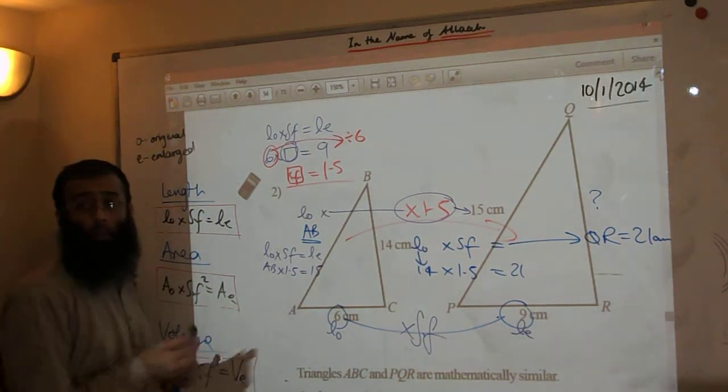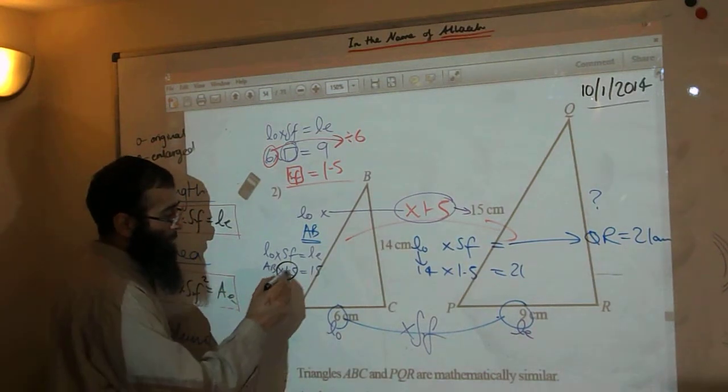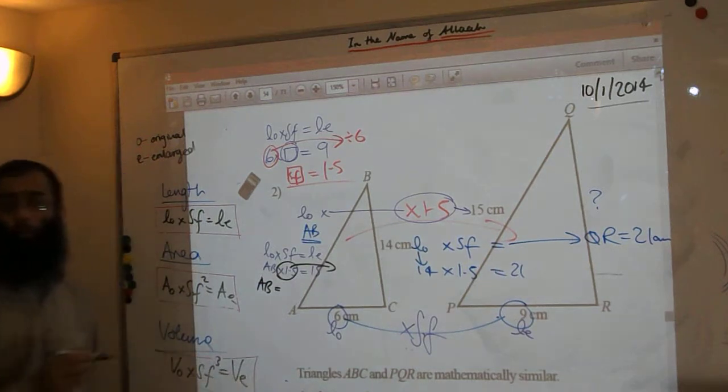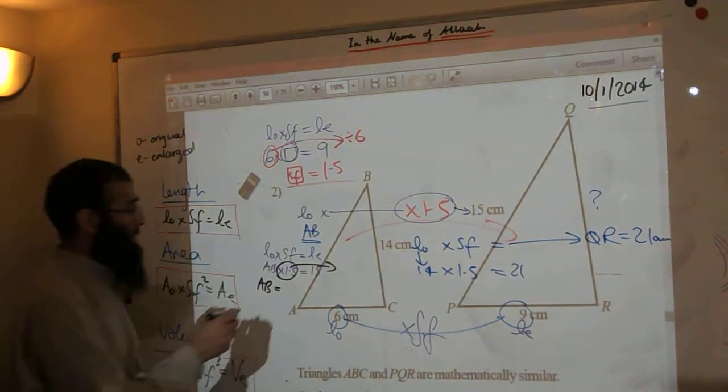No, 15 divided by 1.5. That's right. The opposite of times by 1.5 is divided by 1.5. So AB is equal to 15 divided by 1.5. That gives an answer of 10.